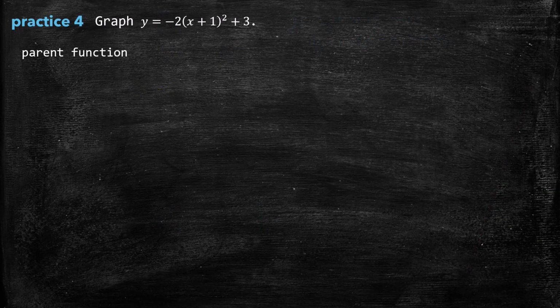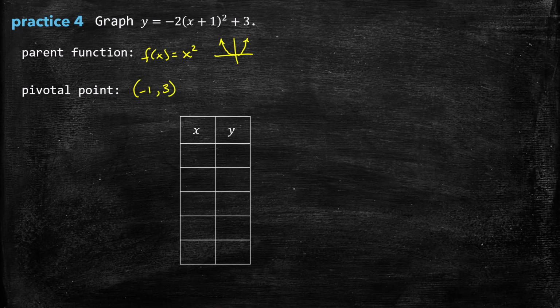So for our next practice problem, the parent function is obviously x squared, a quadratic function, which has symmetry around the y-axis, at least for the parent function. And the pivotal point, let's go through these again. The negative is a reflection over the x-axis. The 2 is a vertical stretch of factor 2. Plus 1 means shift left 1. Plus 3 out here is shift up 3. So therefore, our pivotal point, the vertex, which usually is at 0, 0, will go to -1, comma 3.